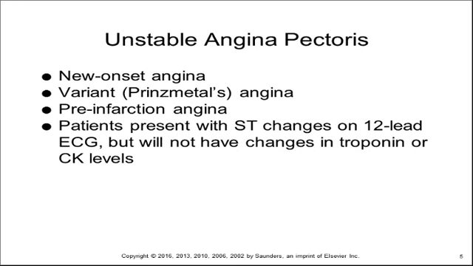Prinzmetal's angina is chest pain that results from the coronary artery spasming. It typically occurs after rest. And then the pre-infarction angina is chest pain that occurs in days or weeks prior to that patient actually having that real big heart attack. Again, patients will present with the ST changes, but will not have changes in those lab values. Troponin and CK levels are lab values.